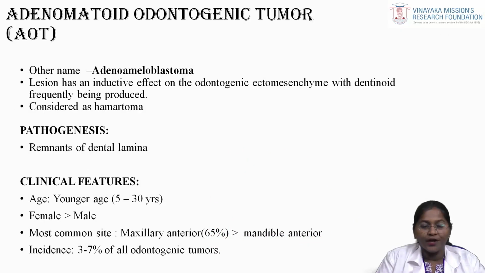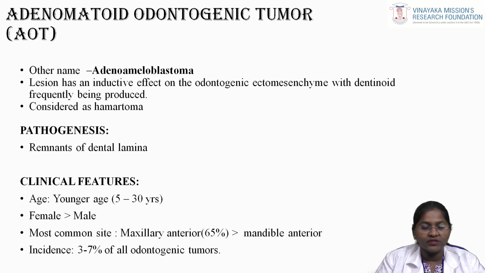So moving on to the adenomatoid odontogenic tumor. The other name is adenoameloblastoma. It is a lesion that has an inductive effect on the odontogenic ectomesenchyme, with dentinoid frequently being produced. It is considered a hamartoma. Pathogenesis: remnants of dental lamina. It more commonly affects younger individuals, like 5 to 30, and females are more commonly affected. The most common site is the maxillary anterior region, then the mandibular anterior region. Up to 65% of the cases are seen in the maxillary anterior.